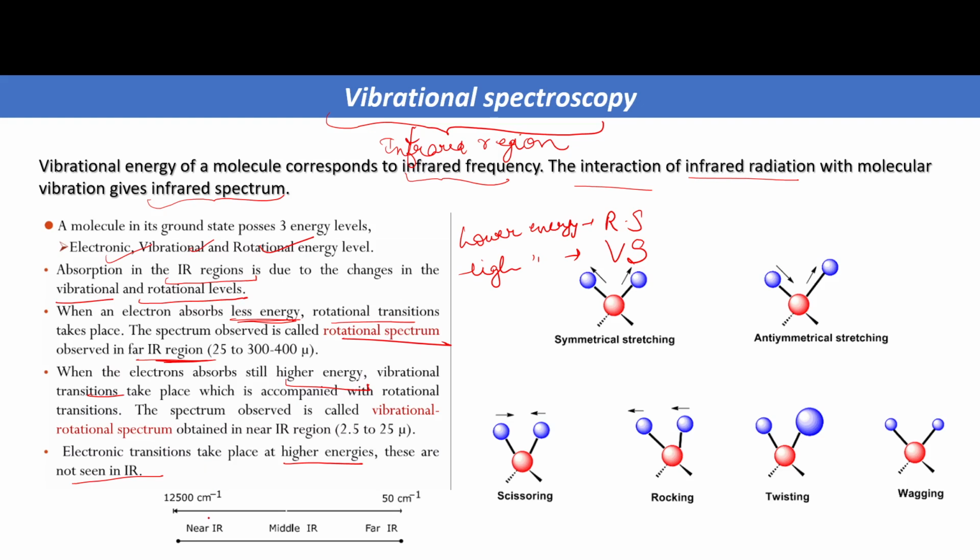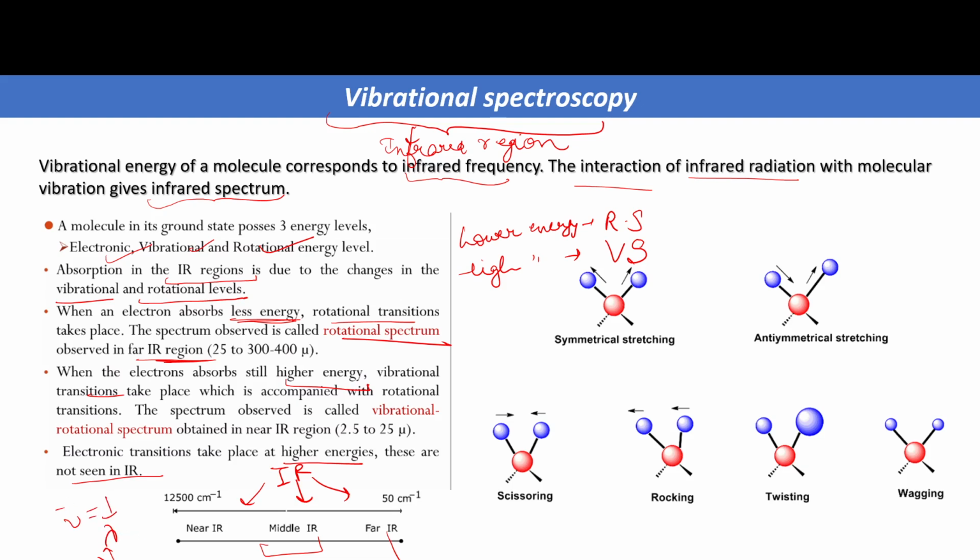In the IR region we have divided IR into three parts: near IR, middle IR and far IR. For near IR the range is 0.8 micron to 2.5 micron, for the middle IR it is 2.5 micron to 50 micron, and for the far IR it is 15 micron to 200 micron. So this is your wavelength and this is the wave number. How can you obtain the wave number? Wave number is just the inverse of wavelength.